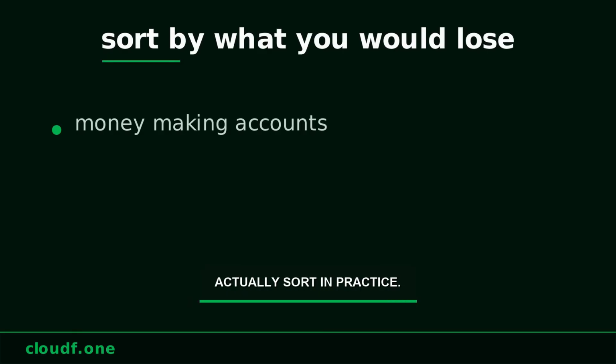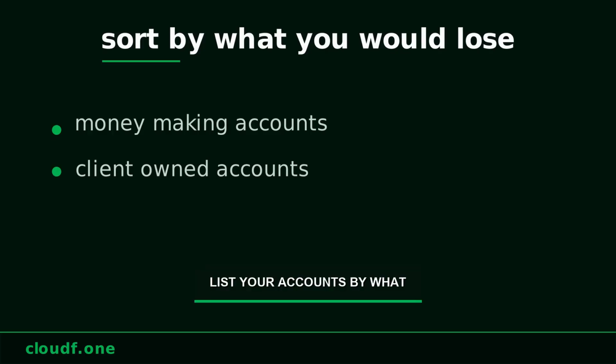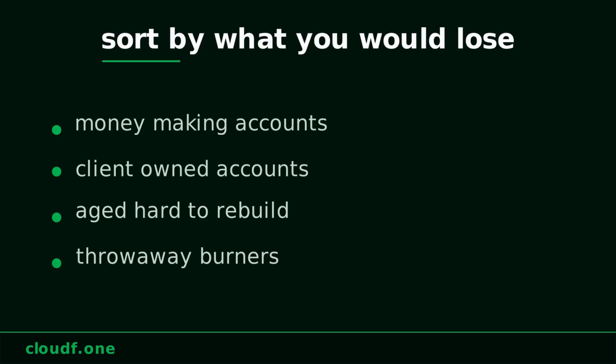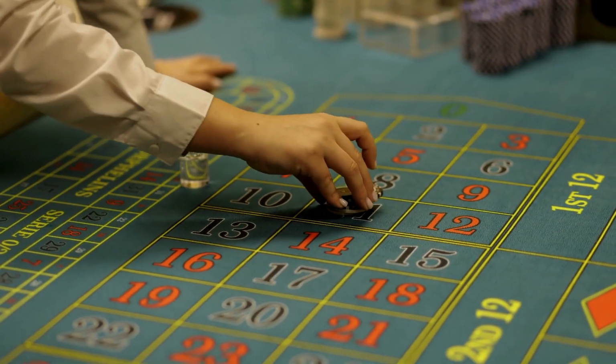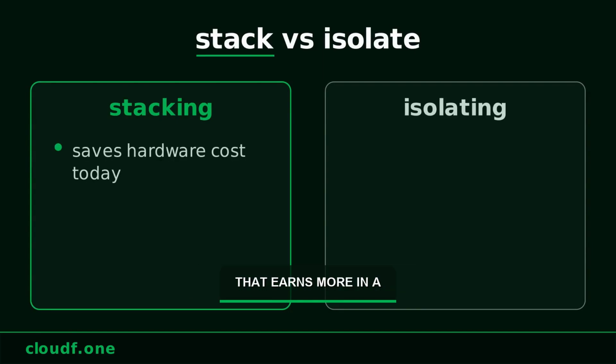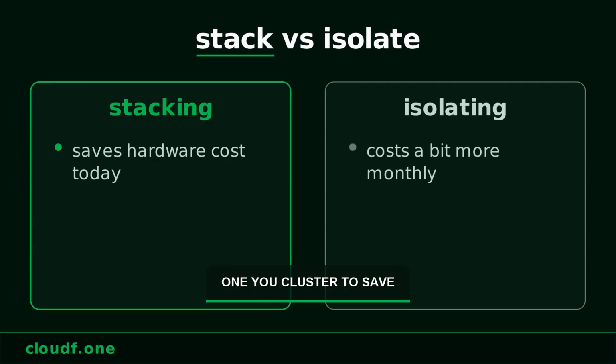So here is how I actually sort it in practice. List your accounts by what you would lose if they vanished tomorrow morning. The money-making ones, the client-owned ones, the aged accounts you could never rebuild, the ones tied to a real payment history, those each get their own phone, no argument. The throwaway ones, a burner you would shrug off, can share a device if you truly do not care about the blast radius. Price the account first, then decide the ratio. An account that earns more in a month than a dedicated phone costs to run is not one you cluster to save a few dollars.